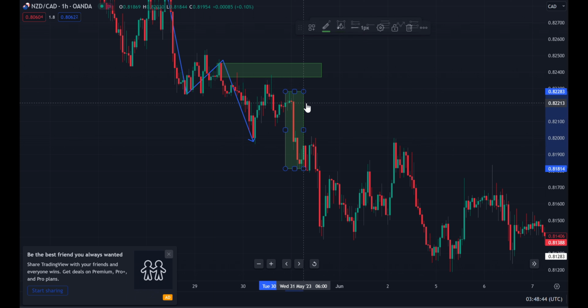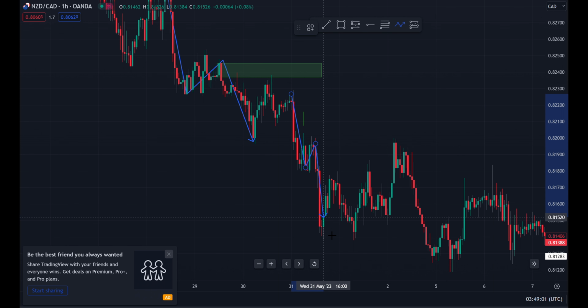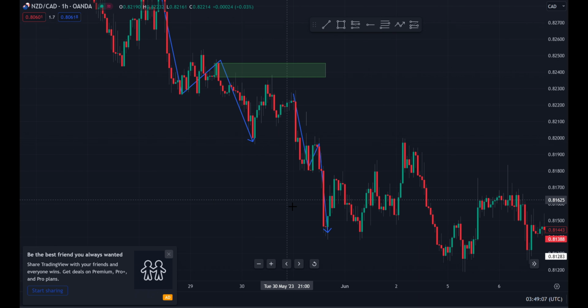Okay, so let me remove this also. We are going slowly because I need you to understand this very well. Okay, this is the first drop. This is the pullback. Another drop down. So the market made a drop base drop just like that. So we shall expect the market to move back to the zone.